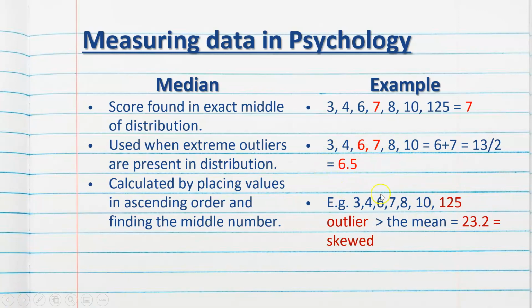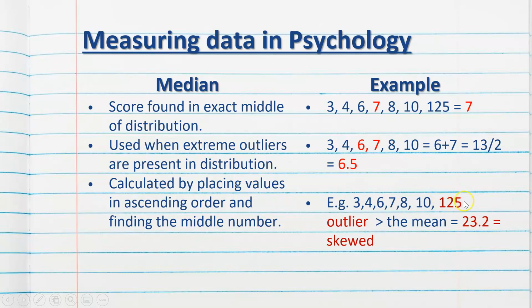Now, as an example here, I've actually gone ahead and calculated the mean of this top data set here. It's pretty obvious that there is a pretty significant outlier in our data set. So we've got 3, 4, 6, 7, 8, 10. Obviously 125 is an extreme number. It's a very, very high outlier compared to the rest.